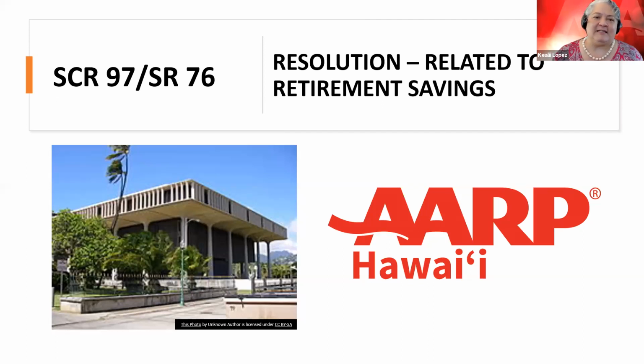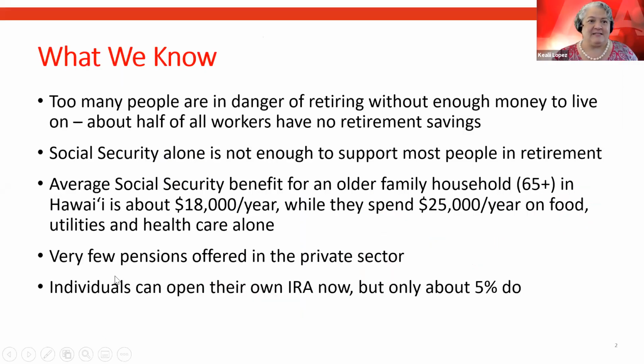AARP Hawaii has introduced legislation, specifically a resolution to the Hawaii State Legislature, Senate Concurrent Resolution 97 and Senate Resolution 76. The reason we want to share this with you, and I might be having a similar challenge the others had in trying to get my screen to advance. There we go. Here's what we know.